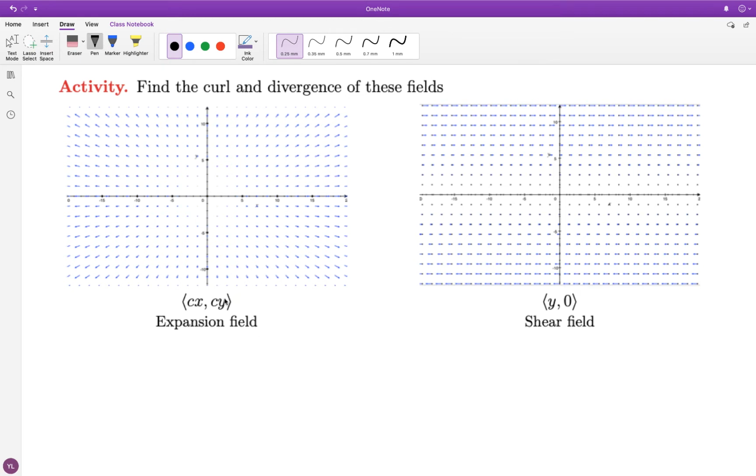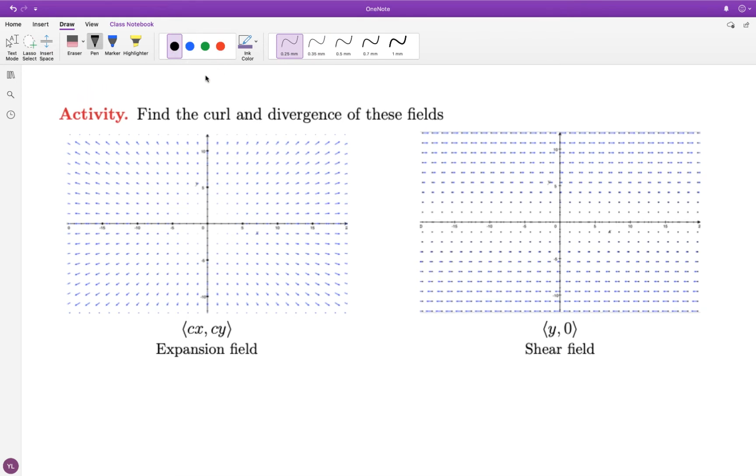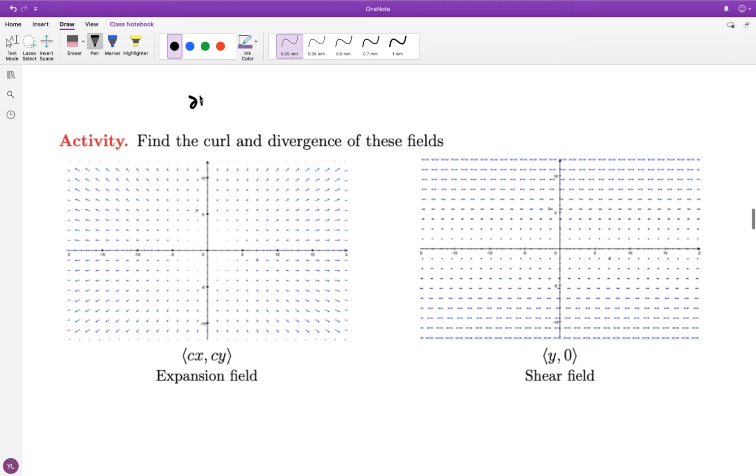Okay, so these are all 2D vector fields, so we're going to use the two-dimensional formulas for curl and divergence, the ones that appear in Green's theorem. So curl, remember, is partial N partial x minus partial M partial y, and then divergence is partial M partial x plus partial N partial y, like this.